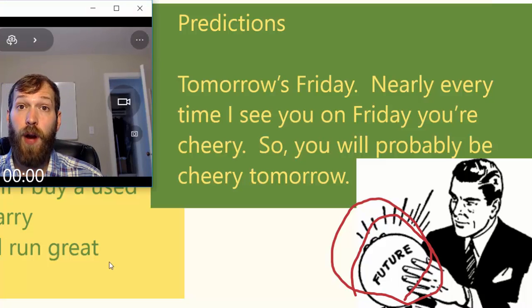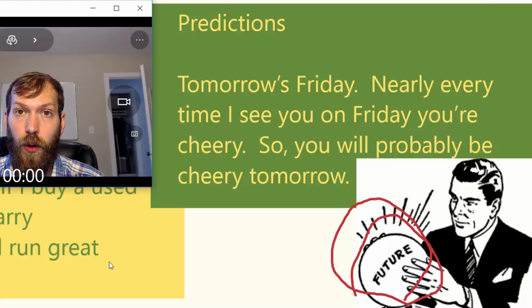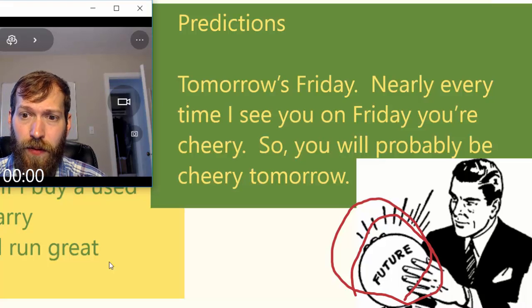So here we have: tomorrow's Friday. Nearly every time I see you on Friday, you're cheery. So you'll probably be cheery tomorrow. Right? And that's going to be a strong argument. Of course, it doesn't guarantee it. Let's say 9 out of 10 times I see you on Fridays you're cheery. It doesn't follow 100%. We don't get that all or nothing type of reasoning here that you will be cheery tomorrow. All you get in the case that I've drawn up is that you have this 90% chance.